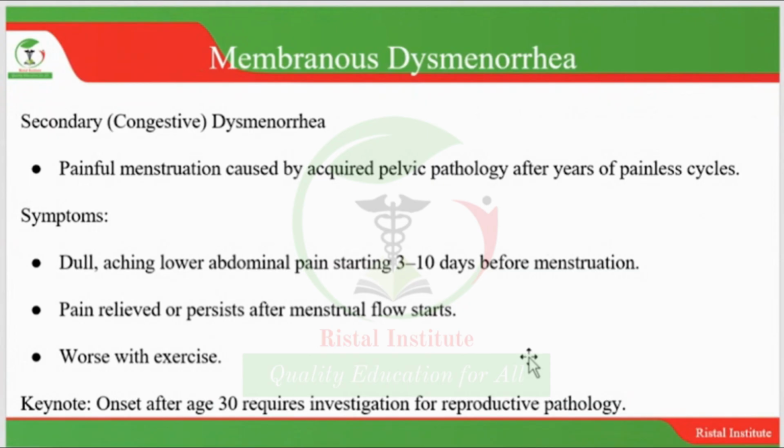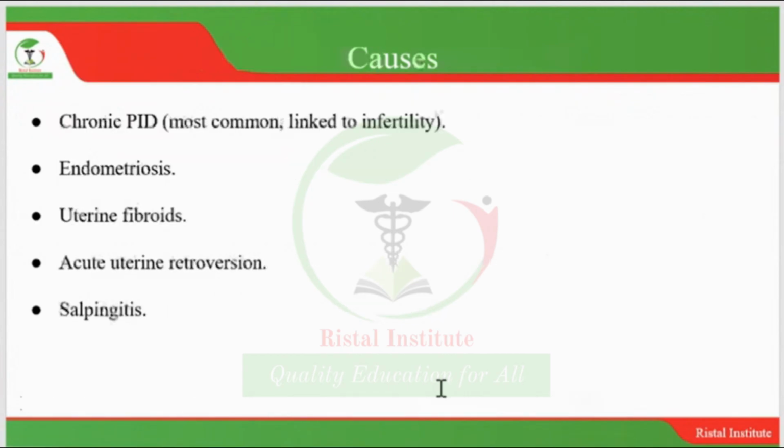The symptoms include dull, aching, lower abdominal pain starting 3 to 10 days before menstruation. Pain can be relieved or persist after menstrual flow starts. These can worsen with exercise. So what are the key notes that we should have here? Onset after the age of 30 requires investigation for reproductive pathology. So in most cases, if this happens after the age of 30, there must be something pathological that is causing it. Otherwise, at that age, we don't expect it to happen. Like I stated before, this is mainly happening in young girls.